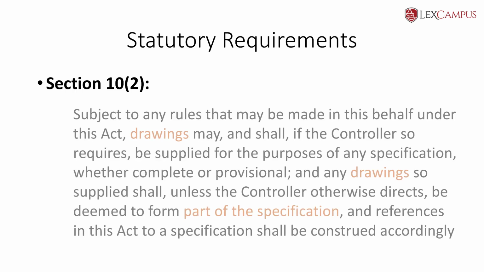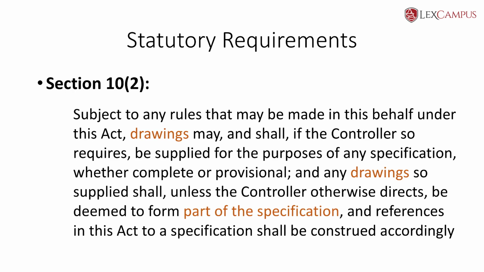10(2) tells us that subject to any rules that may be made in this behalf under this Act, which is the Patents Act, has corresponding patent rules. Rules give the details, Act gives the broad principles, so to speak. Drawings may and shall, if the controller so requires, the controller is the person in charge of the patent office, be supplied for the purposes of any specification, whether complete or provisional. So we understand that drawings can be supplied both for complete as well as provisional.